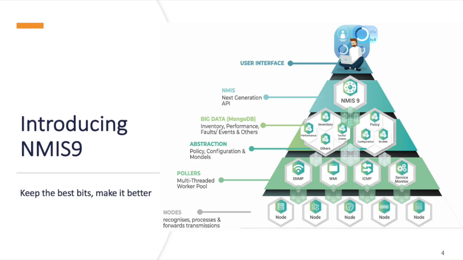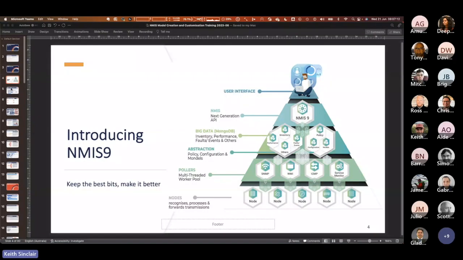NMIS 8 was great. NMIS9, we liked, as we said here, keep the best bits, make it better. So we kept what we liked about NMIS 8, and then we kept what we'd learned, and then we made it better. And one of the big goals for NMIS9 was to make the data available across multiple servers. So that was really, really important. These slides will also be available. I think I sent them as an attachment on this actual meeting invite. If you don't have a copy, please let me know and I'll send you the PDF.